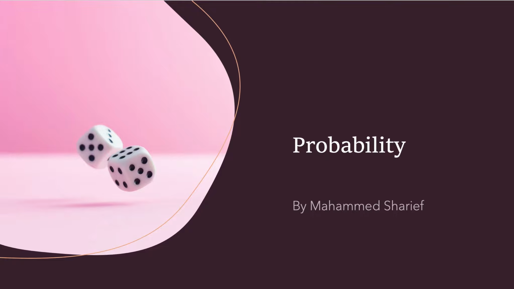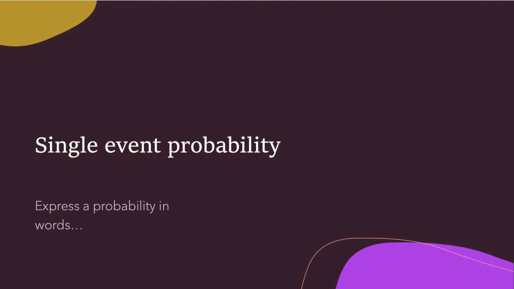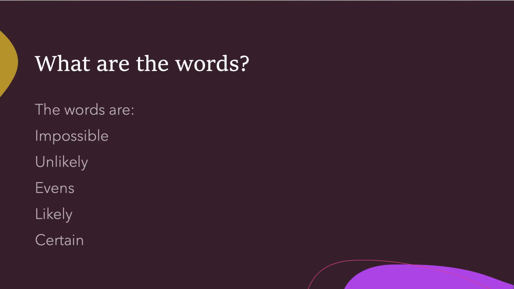In this video, we will be discussing the first chunk of probability, which is single event probability. And into that, we will be looking at expressing a probability in words. You might be thinking, what are the words? Well, the words are impossible, unlikely, evens, likely, and certain. So, what do these words mean?